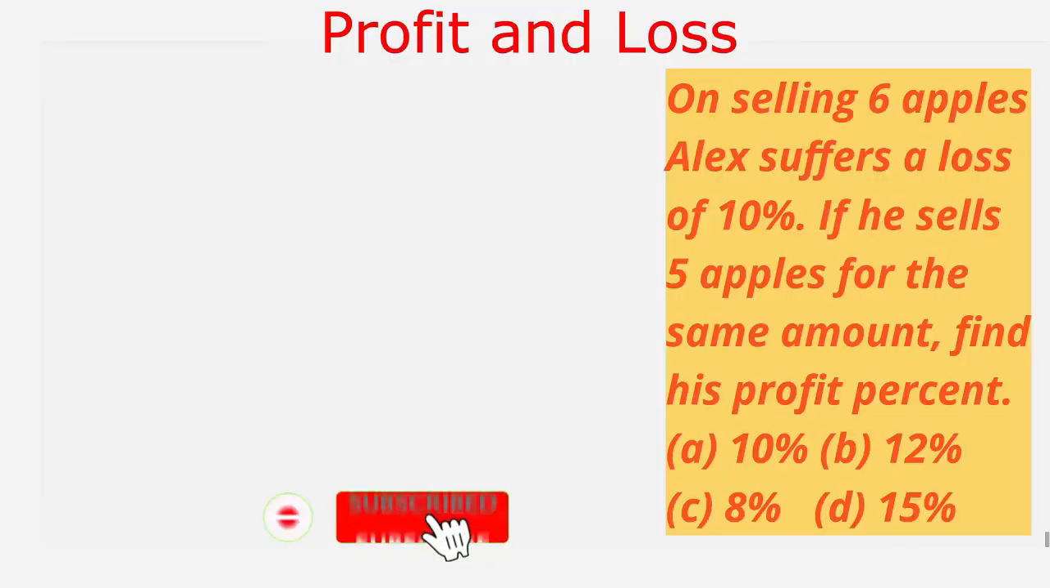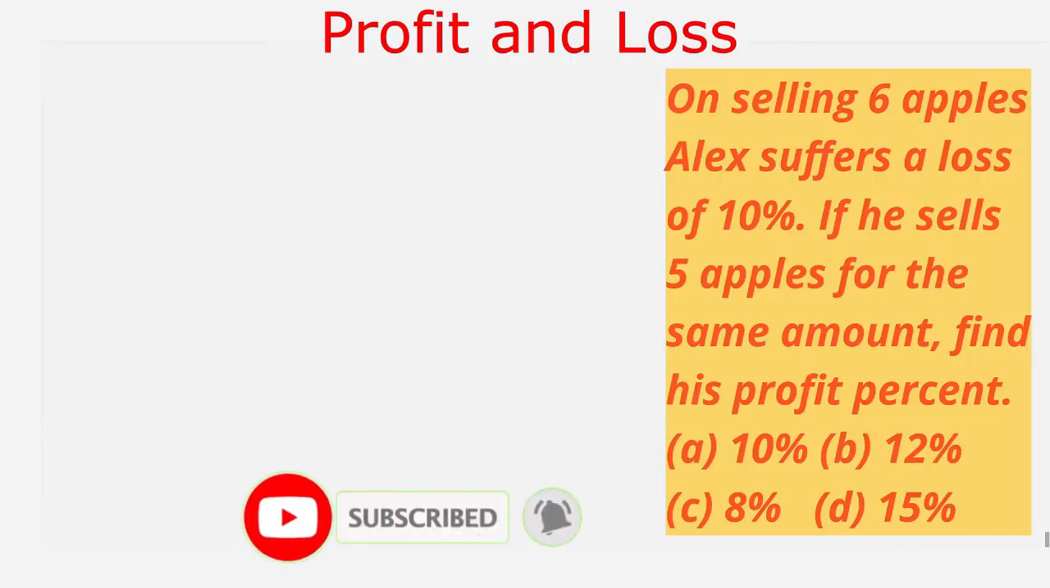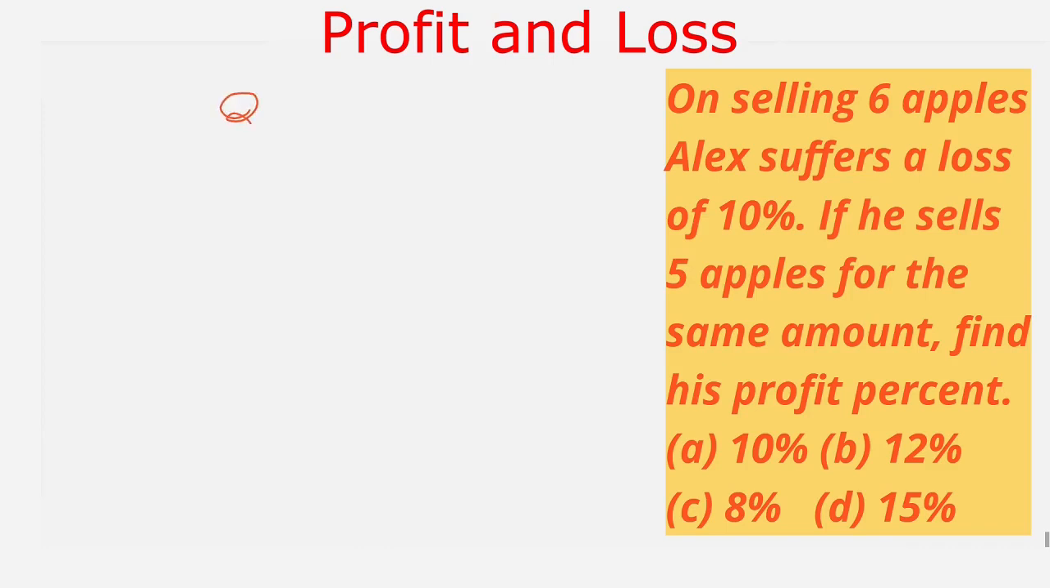We know that if the amount is the same, then the quantity and the rate or price for each article are inversely proportional. Here we have the quantity which is inversely proportional to its rate, because the selling price is the same in both the cases when Alex sells 6 apples or 5 apples. So we write like this. It's a short trick. You can solve it in a few seconds.